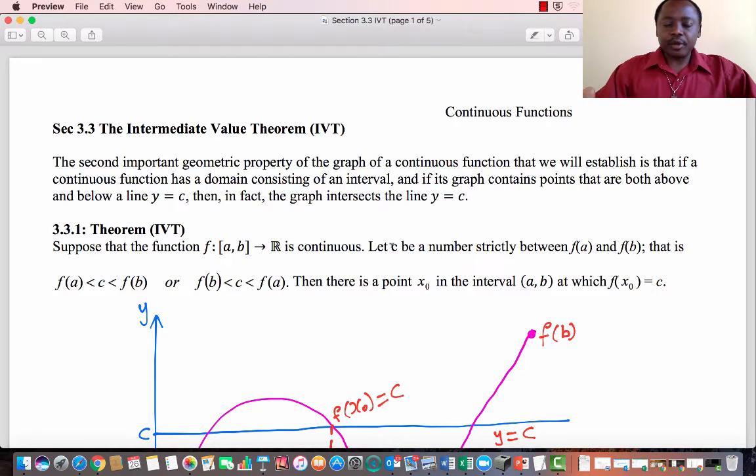Subsection 3.3.1, the IVT. Suppose f is a function that is continuous on the closed bounded interval [a, b]. Let c be a real number. c is strictly between f of a and f of b. That means we could have f of a less than c less than f of b, or f of b less than c less than f of a. If this is the case, then we conclude that there is a number x naught in the open interval (a, b) such that f of x naught equals c.